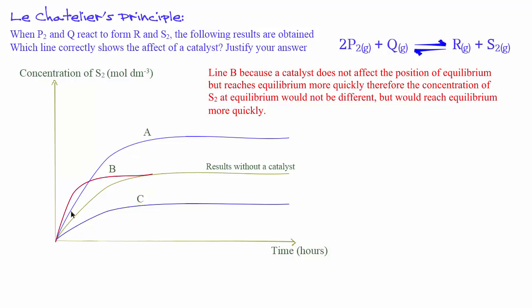Whereas A is showing, although an increased rate of reaction, that the S concentration had increased, so the position of equilibrium would have shifted to the right. C is showing you that there's a reduced rate of reaction, the gradient is less, and S's concentration is reduced. Position of equilibrium has shifted to the left. A and C are incorrect, B is correct: increased rate of reaction, the gradient is steeper, and it gets to the same concentration of S at equilibrium as there was without the catalyst. Okay, let's move on to the next question.